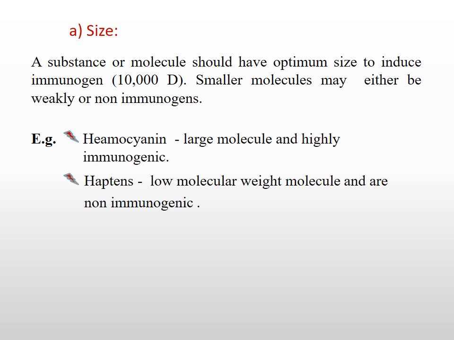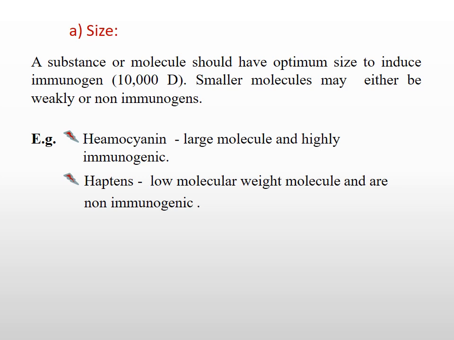First, the size. We need an optimal size to produce optimal response. Just like enzyme action, optimal pH, optimal temperature, optimal concentration, just like that for production of immunological reaction also we need an optimal size of the molecular immunogen to produce the optimum response. Generally, the smaller molecules may be either very weakly immunogenic or non-immunogenic.